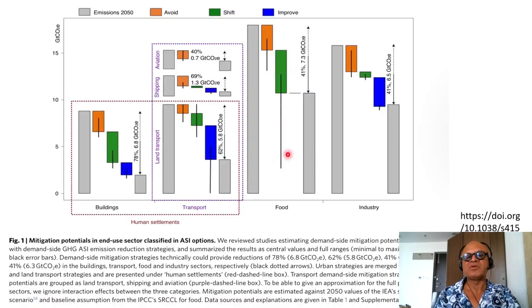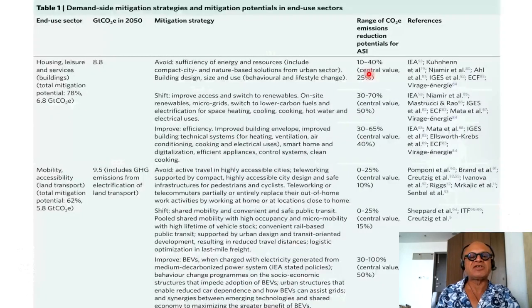Dietary shifts, for example. So the total saving from demand side solutions is expected to have a potential of 41% or 7.3 gigaton CO2 equivalent from the food emissions in 2050, which is quite significant at more than 15 gigaton CO2 equivalent. And finally, in the industry sector, you can accomplish again 41% or 6.5 gigaton CO2 equivalent of reduction in greenhouse gas emissions using this avoid, shift, and improve strategy for demand side solutions.